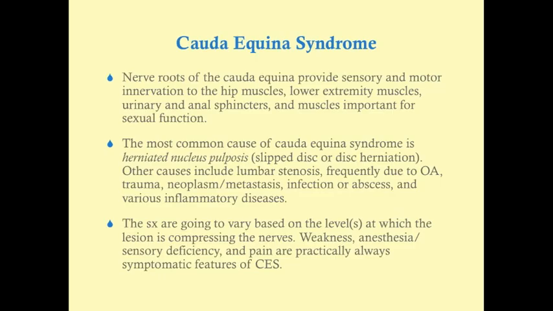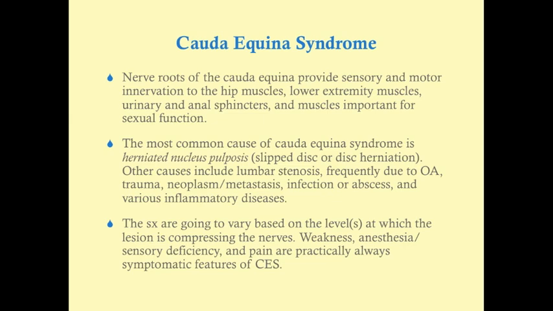So, Cauda equina syndrome. Nerve roots of the Cauda equina, as mentioned, provide sensory and motor innervation to the lower extremity, to the genitalia, and to the sphincters. The most common cause of Cauda equina syndrome is herniated nucleus pulposus, which is just the fancy name for slipped disc or disc herniation. Some other causes include lumbar stenosis, particularly lumbar stenosis caused by osteoarthritis, which is one of the most common diseases that happens in aging. You can also have lumbar stenosis that's congenital and developmental.